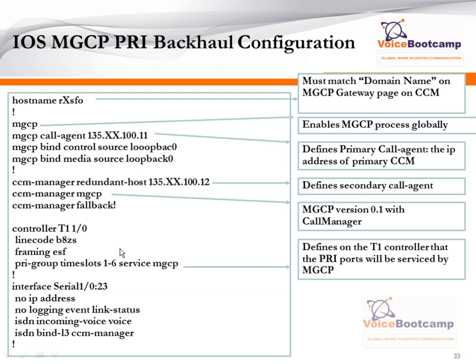The difference between an HTTP gateway and MGCP gateway: when it comes to T1, the primary time slot must include service MGCP at the end. Now, to do a PRI backhauling where the D channel is terminated into call manager, under the D channel you must type ISDN bind L3 CCM manager.